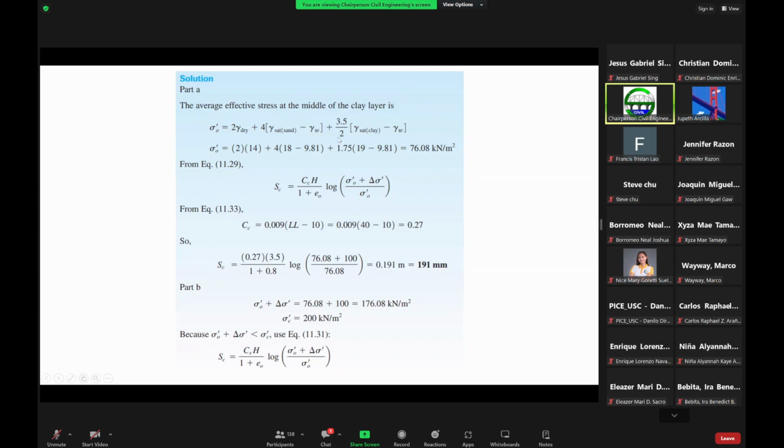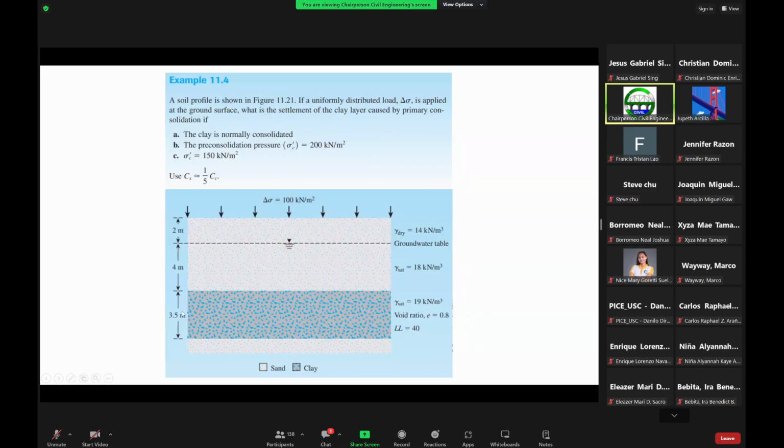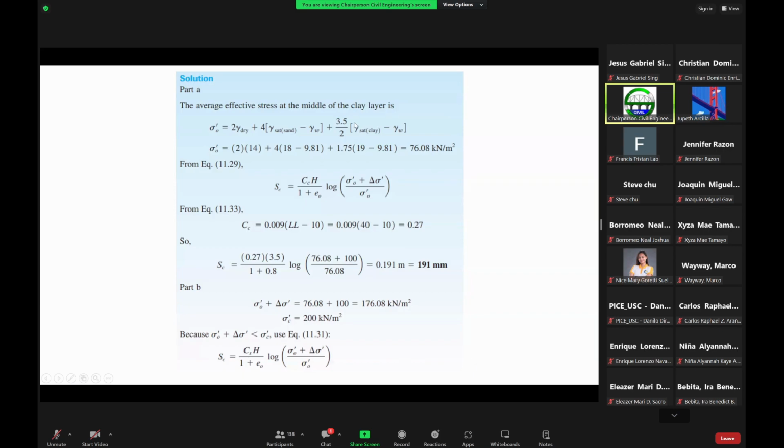Plus 3.5 over 2 because we need to calculate at the center. So that's the 3.5 over 2 again times the submerged unit weight of, in this case, the clay. Just substitute the values. We can get the present effective overburden pressure, sigma prime sub zero, which is just the same as the average effective stress, equal to this value now.